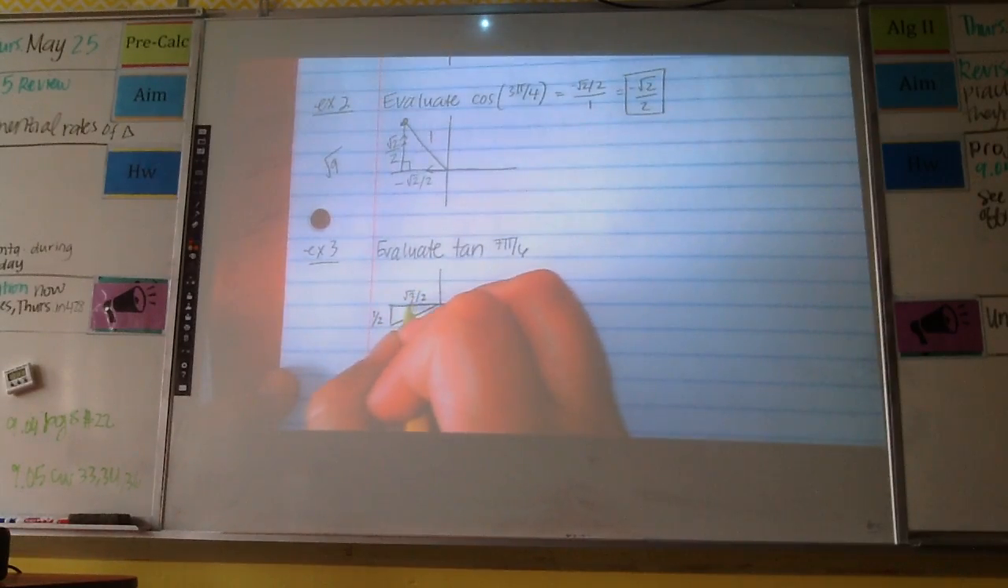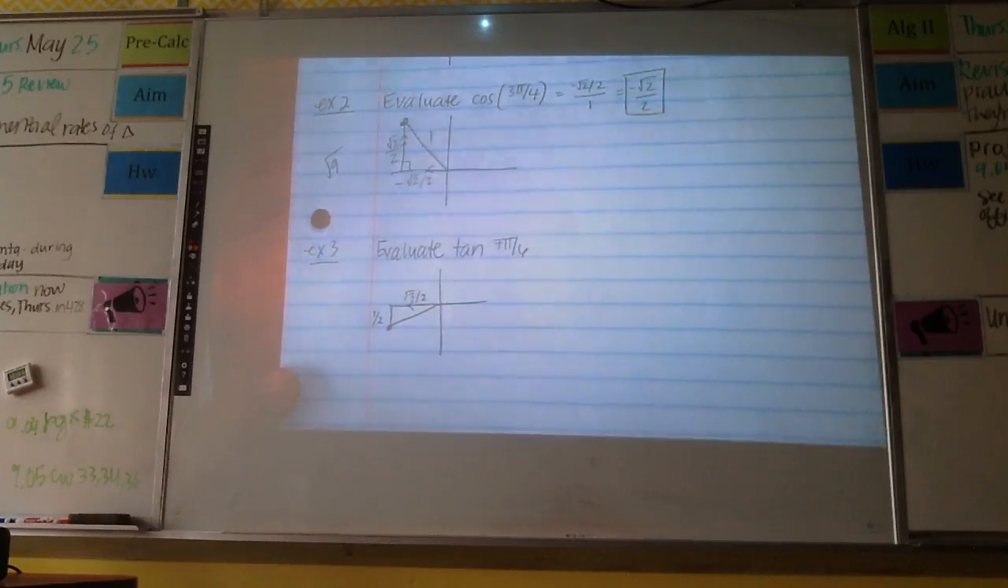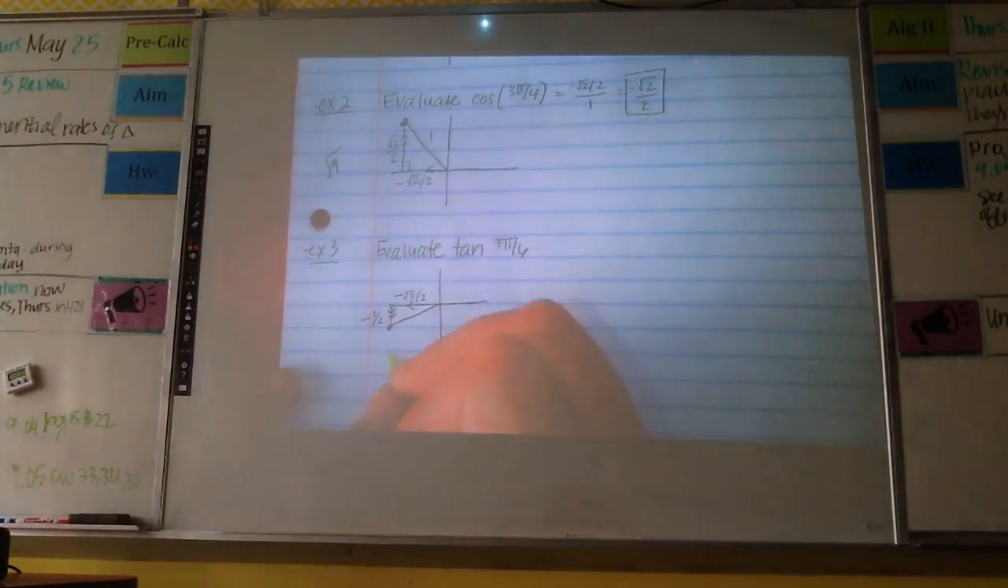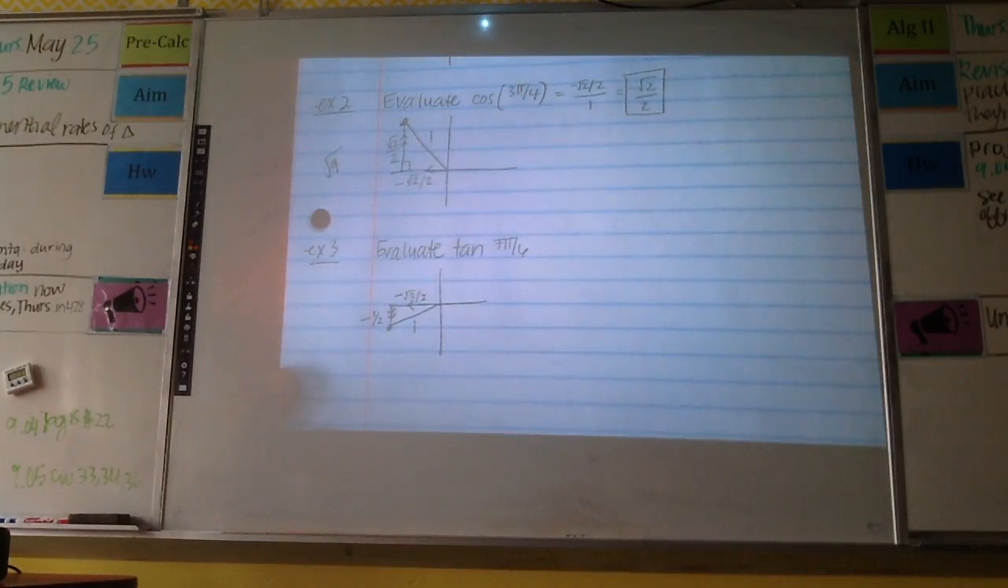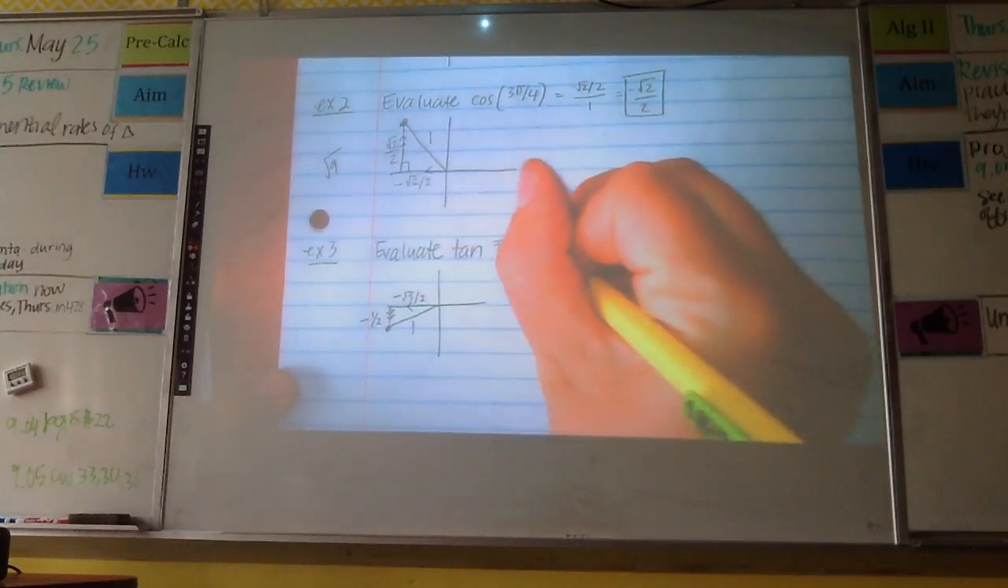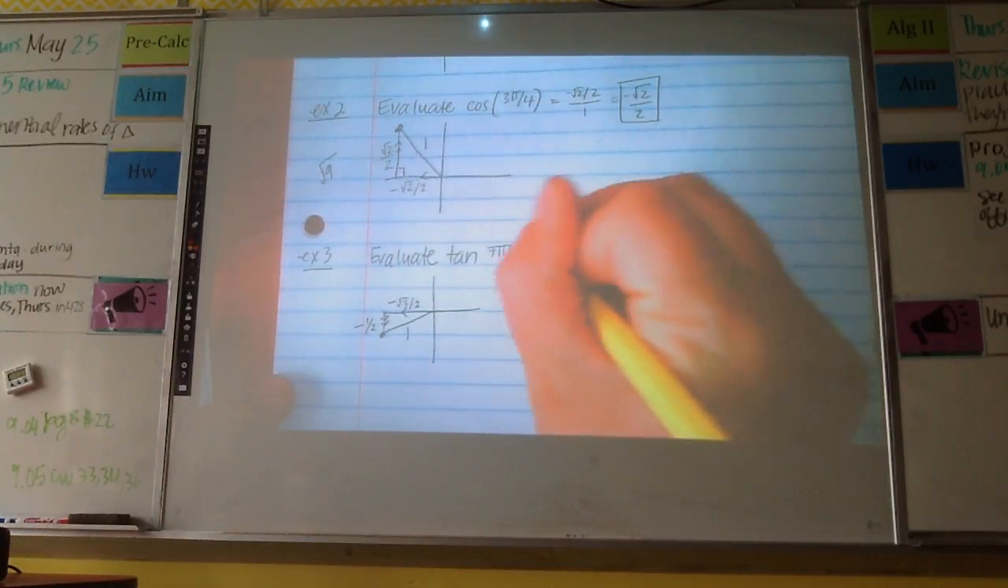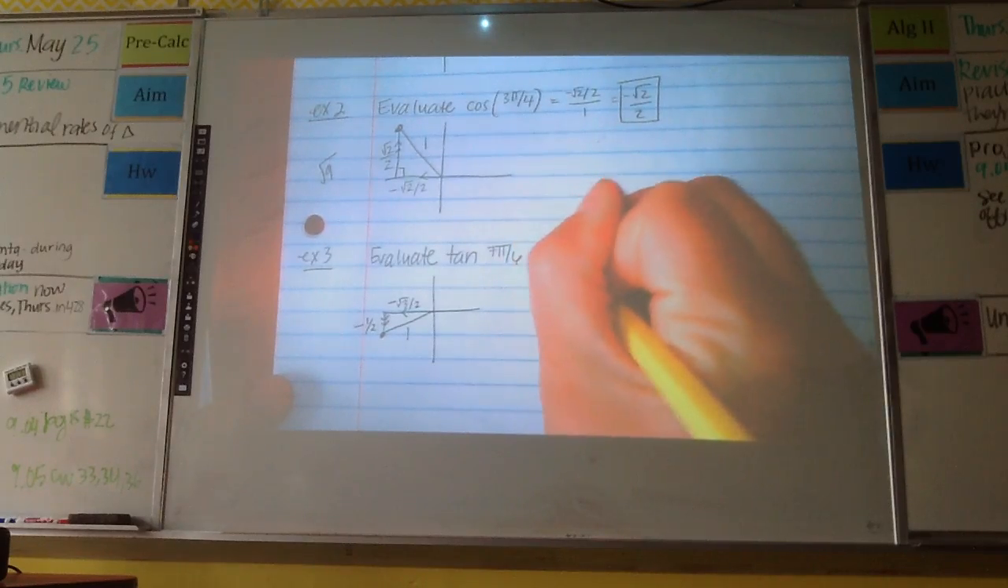Now I'm thinking left direction to finish up. That makes this side negative. Down makes this side also negative. Hypotenuse is always positive 1. Tangent is opposite over adjacent, so I get negative 1/2 over negative root 3 over 2.